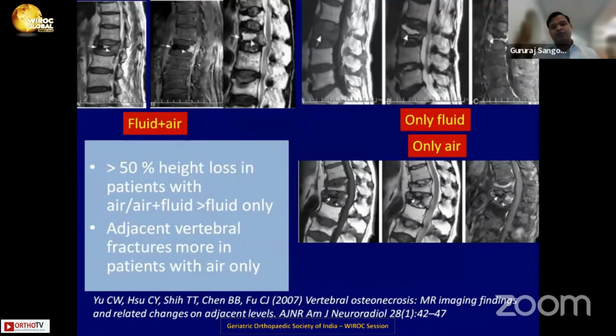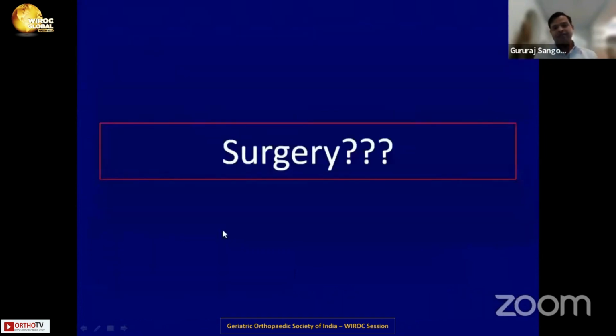So there's another question: how can we predict on the MRI? We all see these kinds of pictures: fluid plus air, only fluid, and only air. More than 50% of height loss happens when there is air seen, or fluid plus air seen. So whenever you see air in the fractured vertebra, it's going to collapse. And if you have only fluid, maybe adjacent level fractures happen.